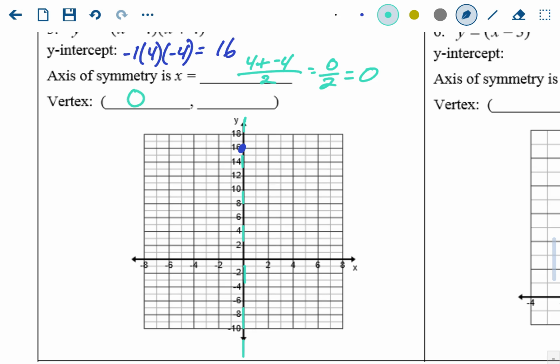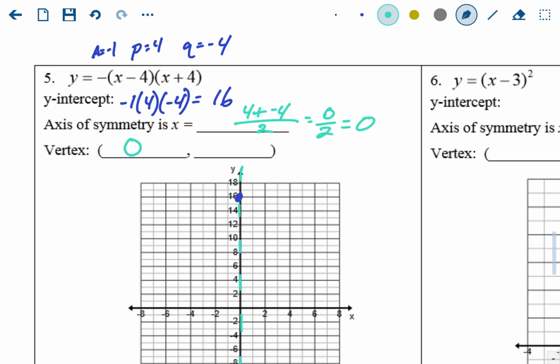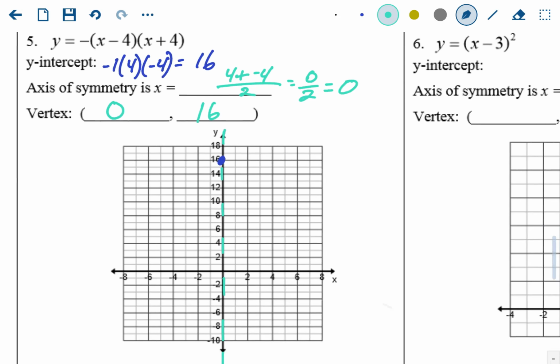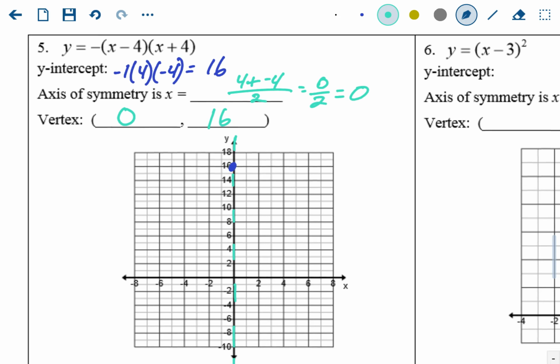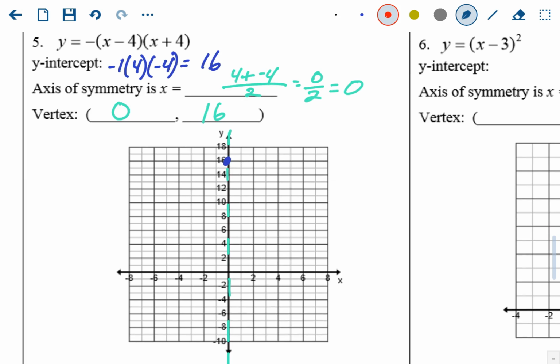So our vertex is already known. Our vertex is 0, the x value of the vertex. And since the axis of symmetry only crosses the parabola at the vertex, that means our vertex is going to be 0, 16. Okay. Now it didn't ask for the x-intercepts, but we know the x-intercepts. We already wrote them down. Those are the p and the q values. So we're going to have positive 4 and -4 for intercepts.